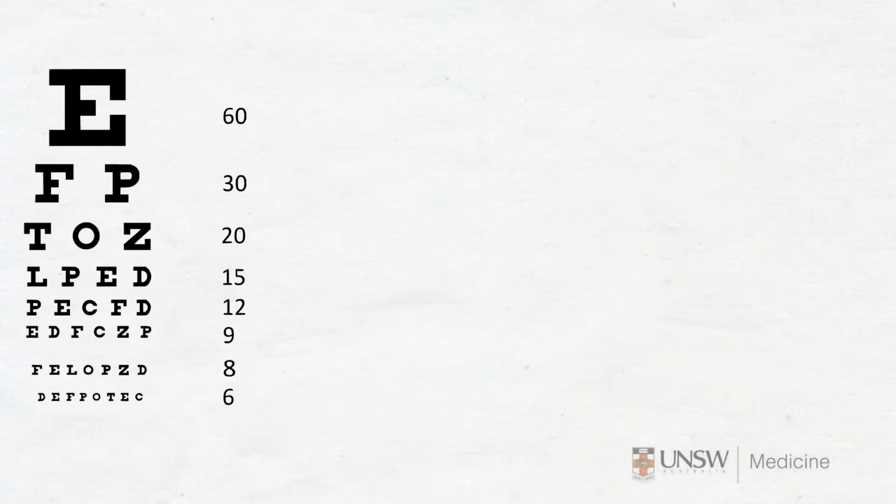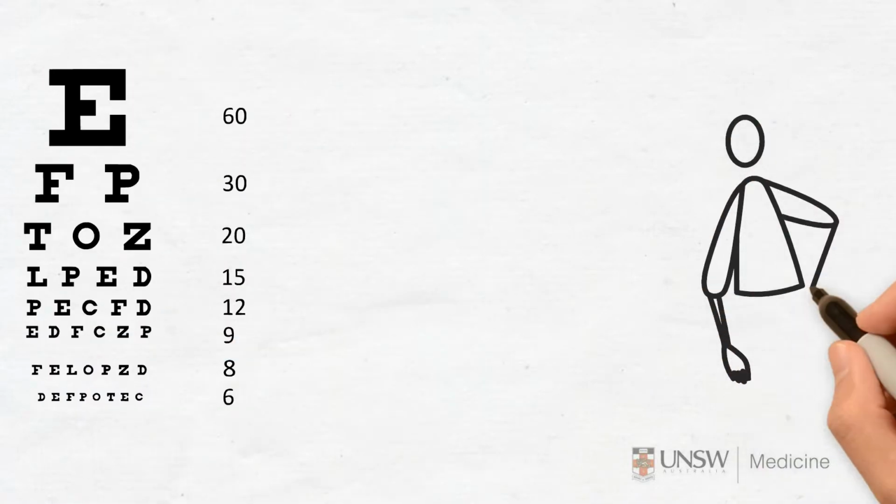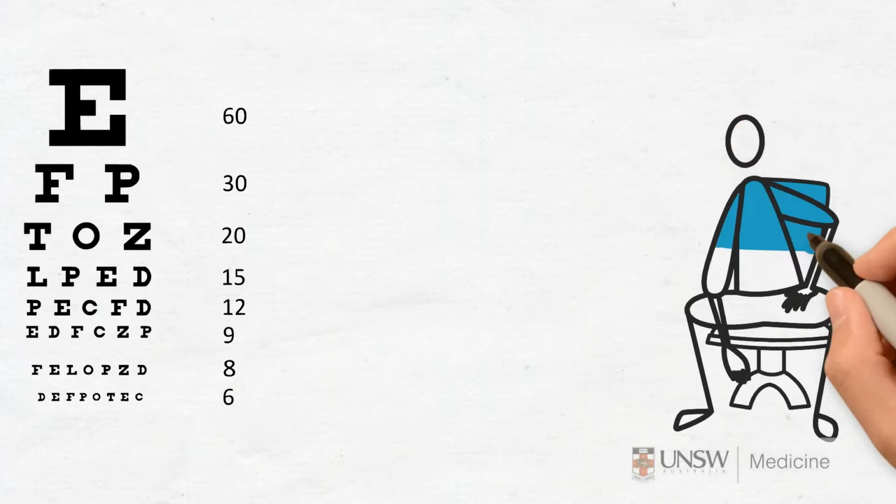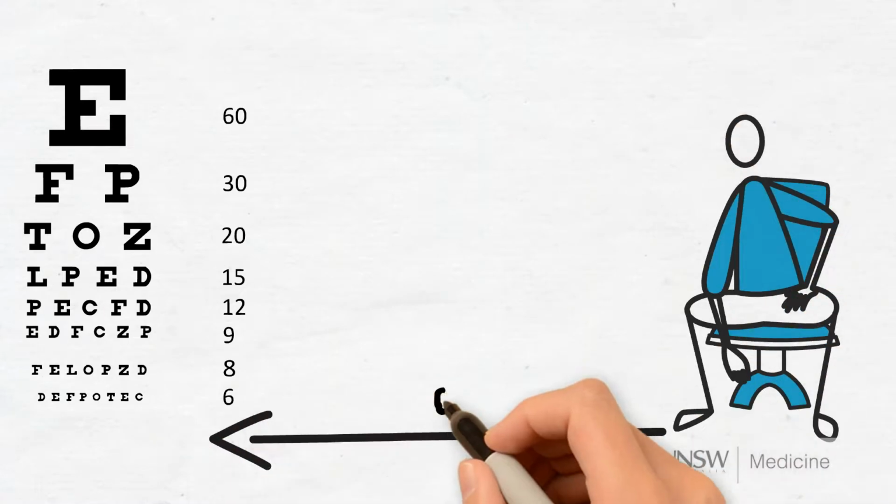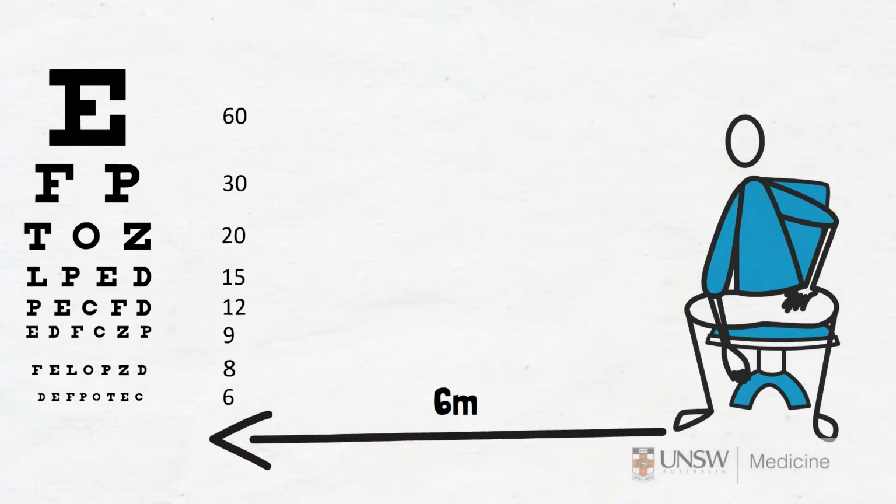Before we begin testing visual acuity, there are some things we need to set up. The patient must be 6 meters from the Snellen chart. If the room is not large enough, we can use a reverse Snellen chart and a mirror set at 3 meters from the patient. A normal Snellen chart has random letters arranged in diminishing size.